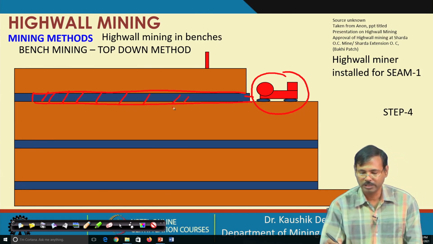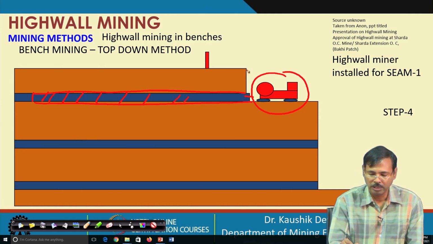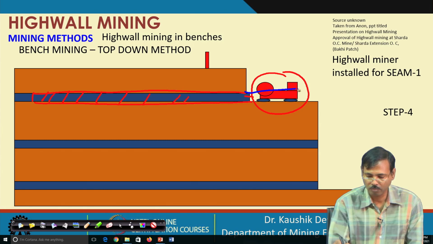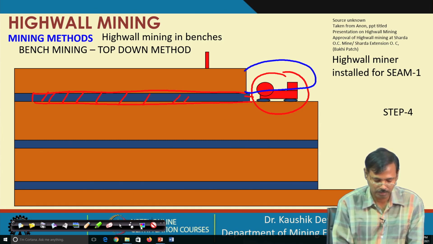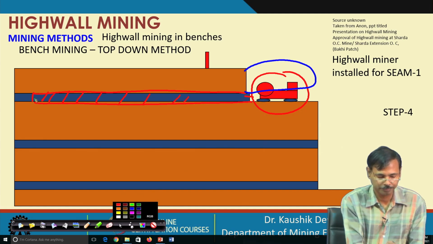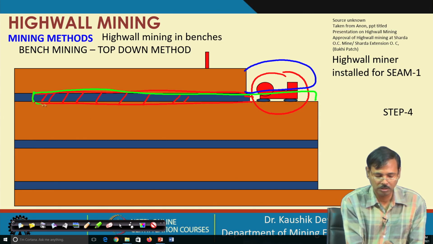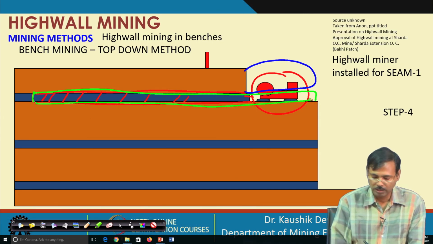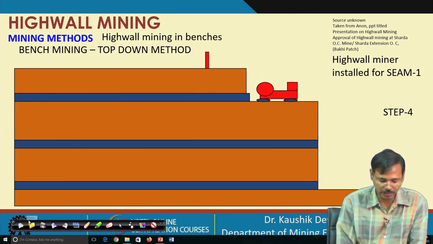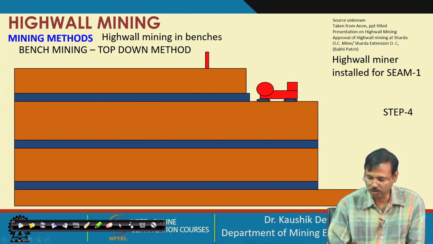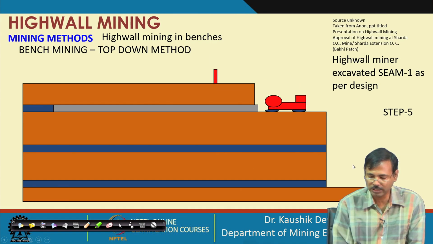So, what is our achievement? Our overburden excavation is this much, and coal excavation is now this much. So, this is the achievement for the first bench. So, this coal is excavated in the top bench.